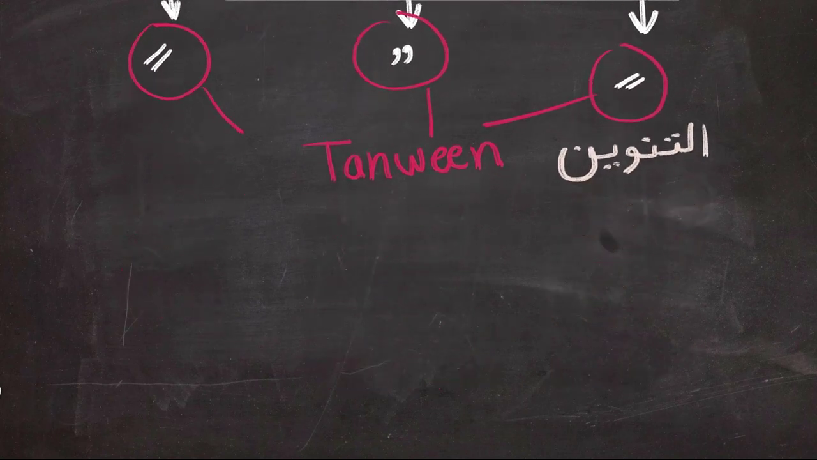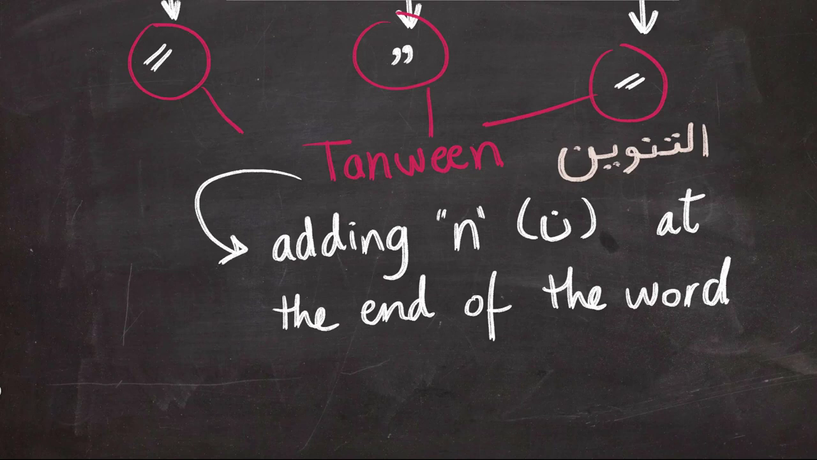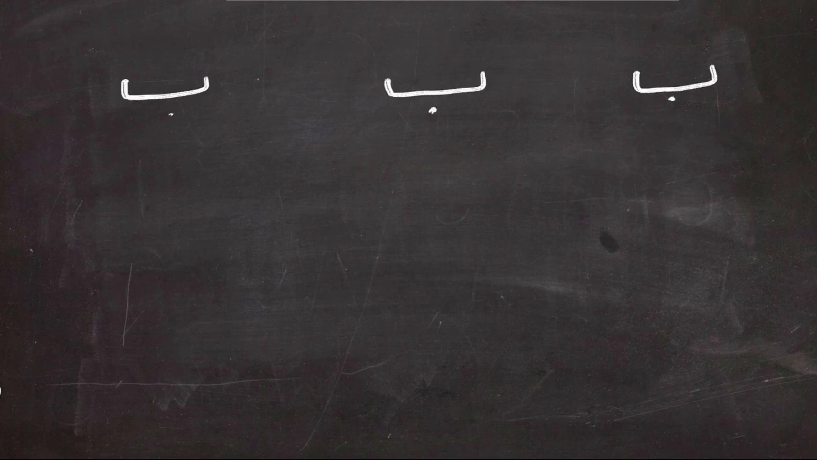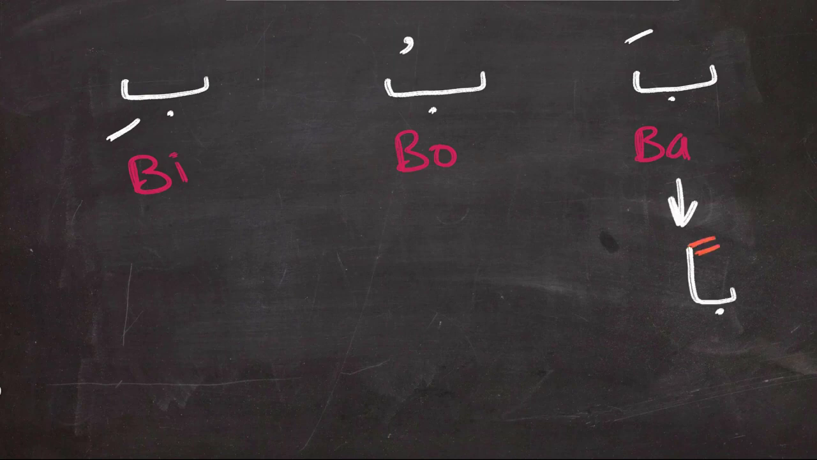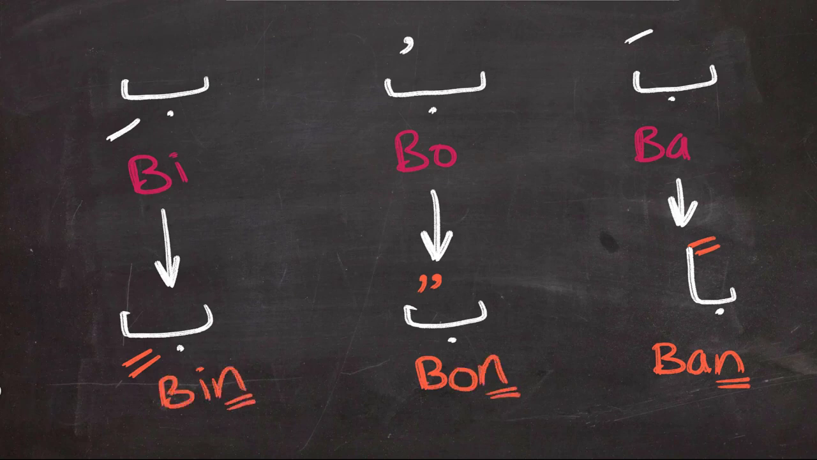Tanween means adding N or Noon at the end of the word. We only add it in pronunciation, but we don't actually add it in writing. So for example, the letter Ba with a short vowel will be Ba, Bu, Bi. But if we're going to double this short vowel, it will be Ban, Bun, and Bin. And the addition of N or Nun at the end of the word is the effect of Tanween.